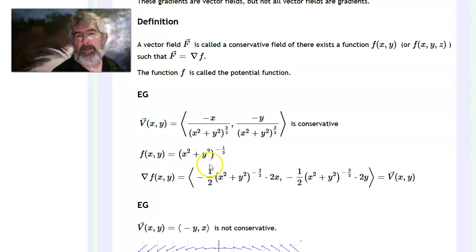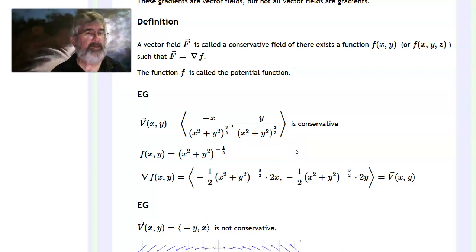Likewise, if I took the partial with respect to y, it looks very much the same, except that the chain rule is taking the partial with respect to y on the inside, which now becomes a 2y. Again, the 2's cancel out, and I end up with that. So the gradient of this function, little f, is indeed the vector field that we started with. So that is a conservative vector field.